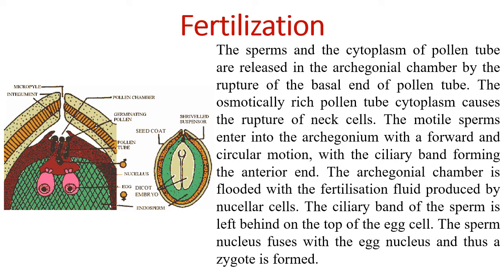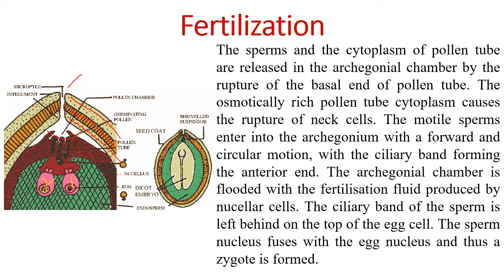Here we can learn about the process of fertilization. In the same way, in the first picture you can see the outer fleshy, middle stony, and inner fleshy layers. This is the micropyle, pollen chamber. This is one archegonium, and this is the second archegonium. Here at the center you will see the egg. Such types of structures are present there.